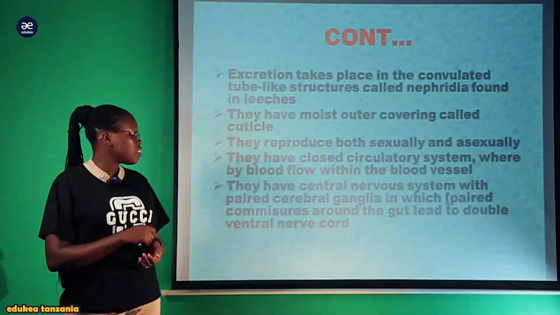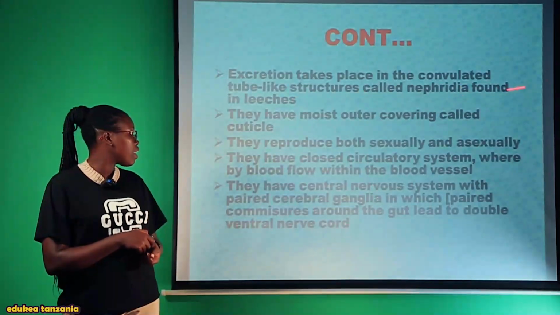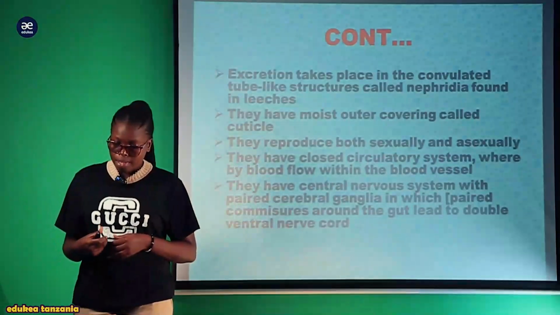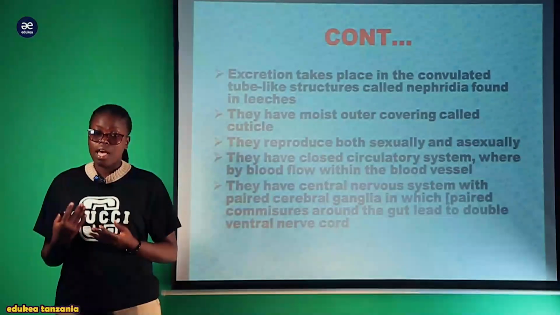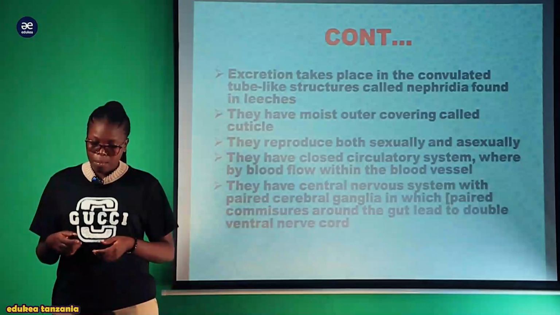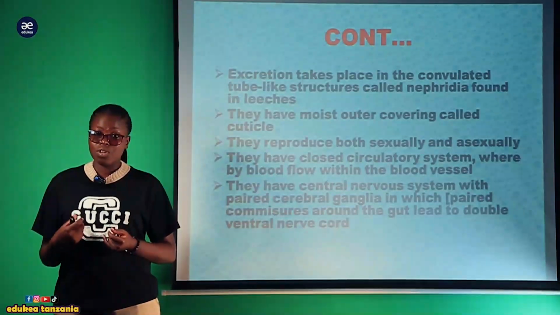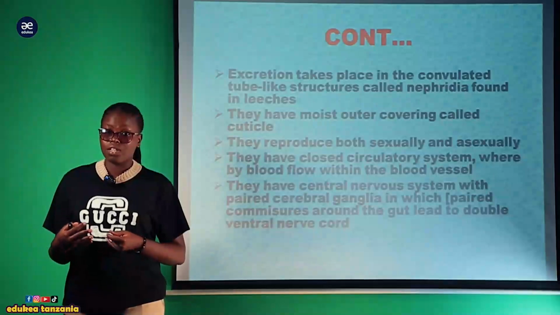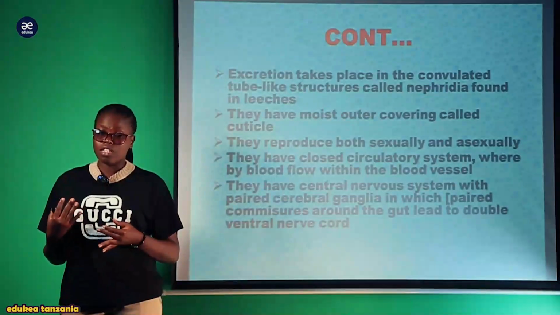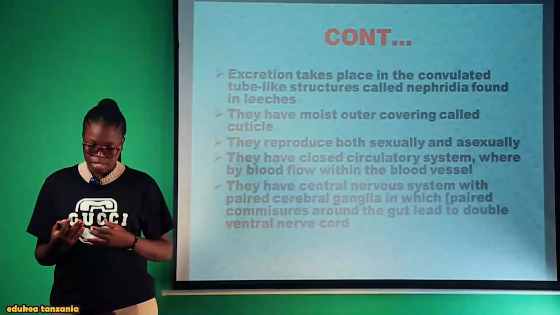Vilevile, excretion takes place in the convoluted tube-like structures ambayo inaitwa nephridia. Kwa mfano, some leeches wenyewe wanakuwa na convoluted tube-like structures ambapo excretion takes place. Vilevile wanakuwa na moist covering ambayo inaitwa cuticle, for protection of their internal delicate body organs pamoja na prevention against desiccation.